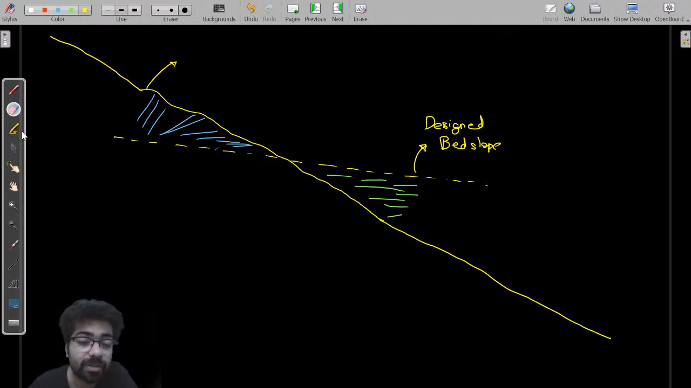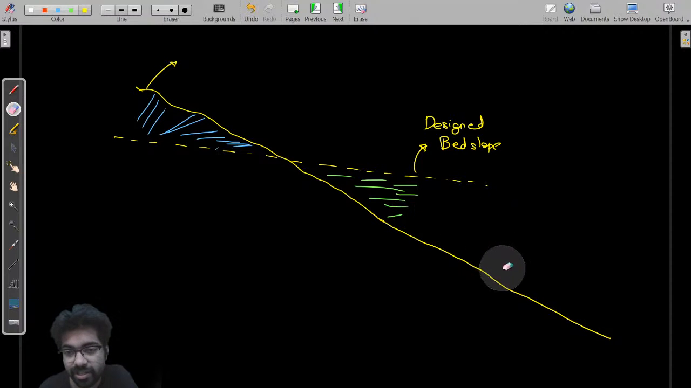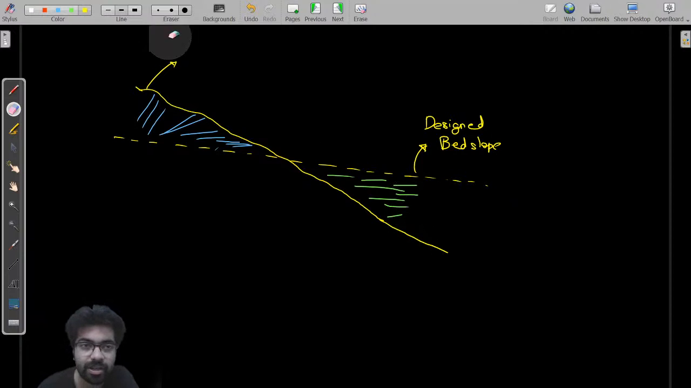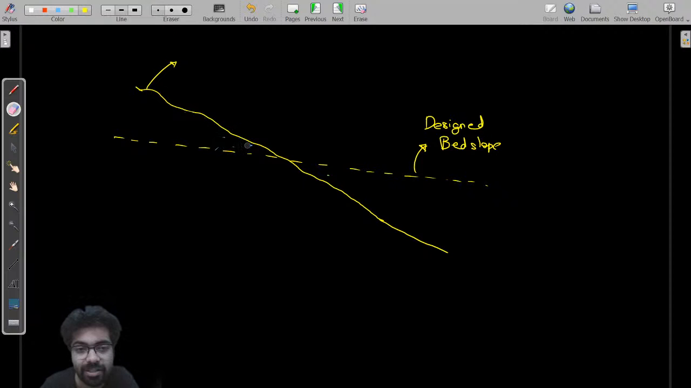Now, how will it adjust? How, sir, will we adjust? Listen very carefully. In order to be economical, we provide canal falls. How, sir? Kindly show me in the diagram how we provide canal falls, so that I am able to understand everything.